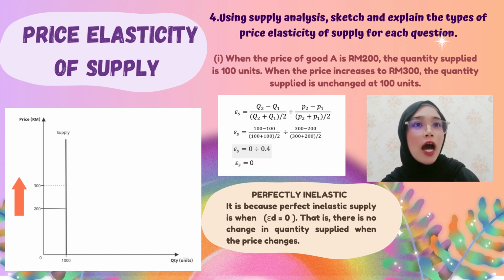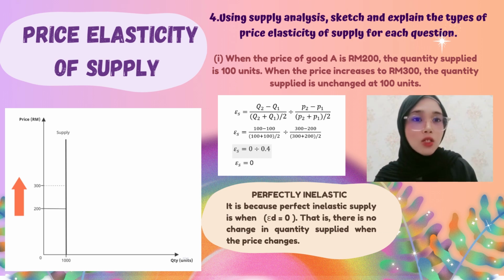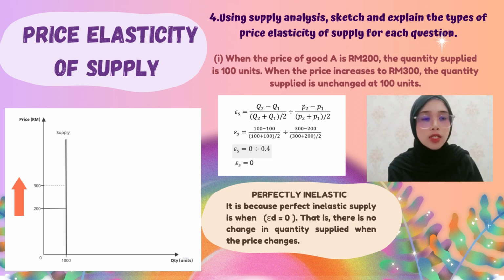So my part is, I will explain about price elasticity of supply. What is meant by price elasticity of supply? Price elasticity of supply measures the response of the supply of a good or service after a change in its market price. According to basic economic theory, the supply of a good will increase when its price increases. On the other hand, the supply of a good will decrease when the price decreases. So let's move on to the question. The question is, using supply analysis, sketch and explain the types of price elasticity of supply for each question.